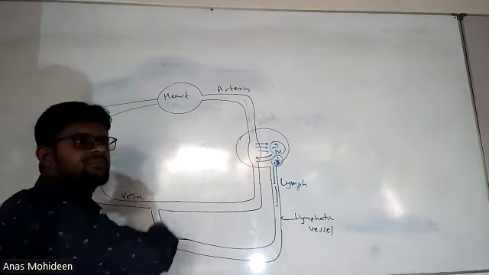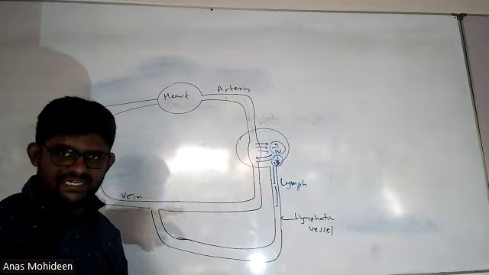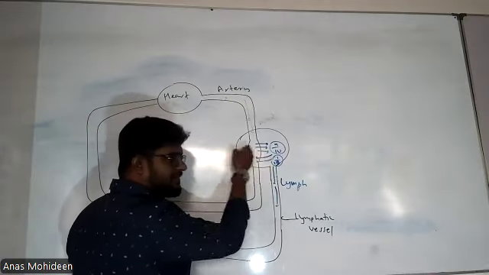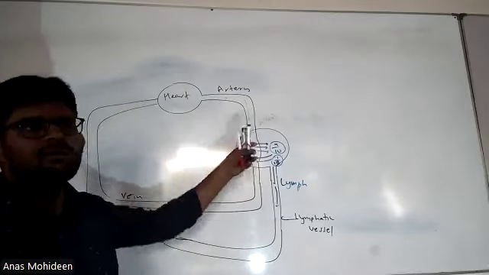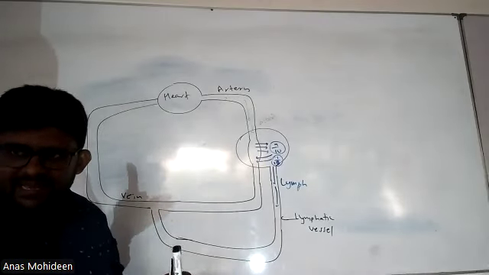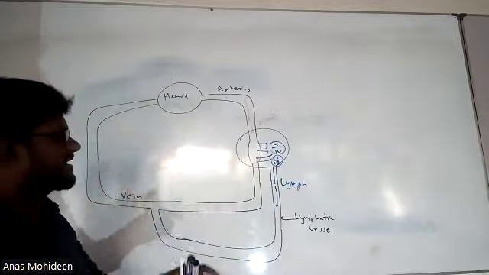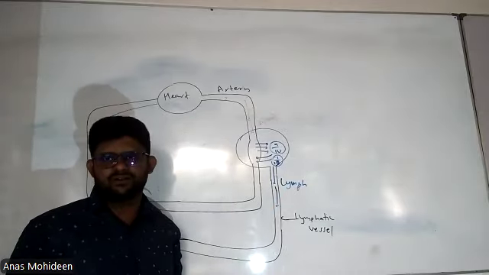And B is returned from the cell. Then B will be there within the space, and from that space, B will be taken to the blood. So as an exchanging intermediate surface, these intercellular spaces are working.